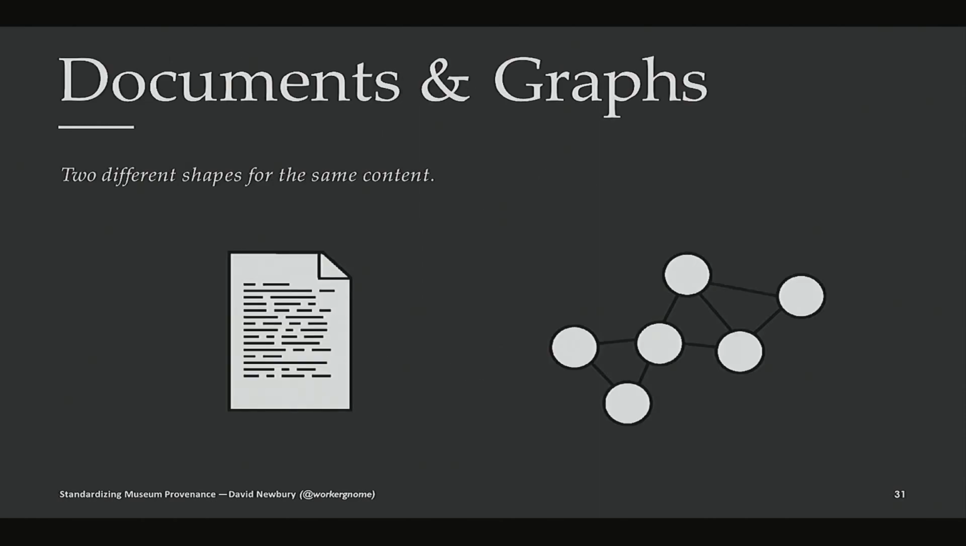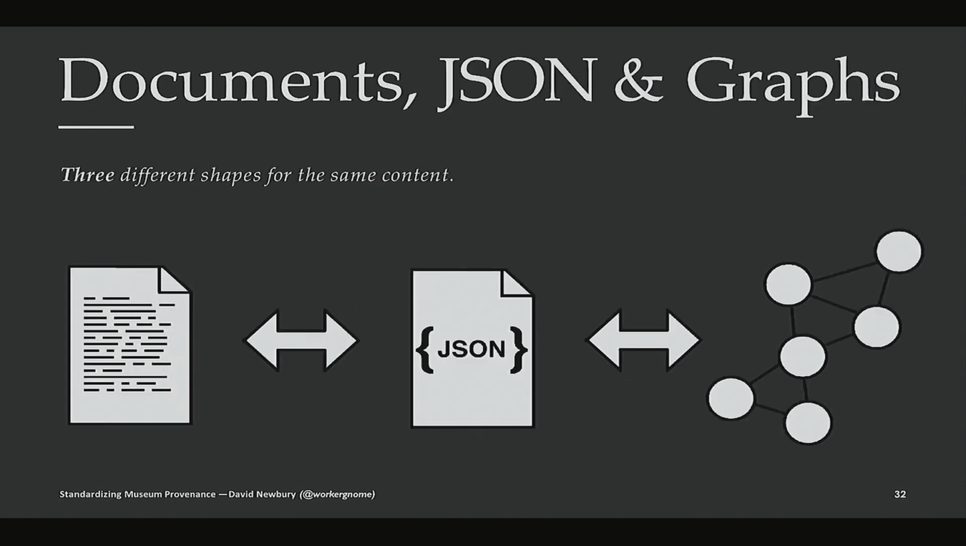But the other thing we're talking about here are documents and about graphs. These are two different shapes for the same kind of content. They hold information in different forms. People are really good at documents. Computers are really good at graphs. And in particular, computers are really good at representing those graphs in JSON, which is simple and parsable and understandable.